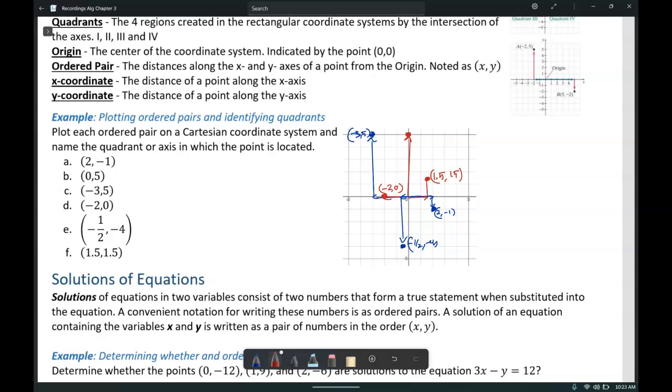And so we can look and identify what quadrant each of these points is in. We see that the point 2, negative 1 is located here in quadrant 4. We see the point 0, 5, which is up here, is located on the y-axis. Negative 3, 5, that's located here in quadrant 2. Negative 2, 0 is on the x-axis. Negative 1/2, negative 4 is located in quadrant 3. And then 1.5, 1.5 is located in quadrant 1.